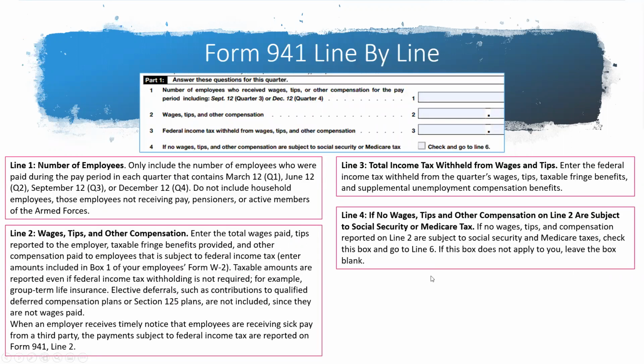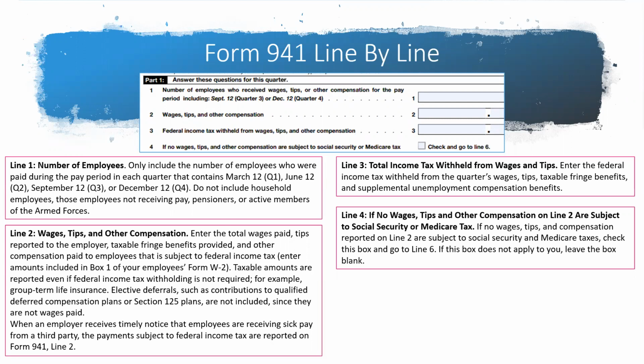All right, 941, guys, this is exciting stuff. So we're going to look at the 941 line by line. Line 1 is the number of employees. You're only going to include the number of employees who were paid during the pay period in each quarter that contains the 12th of a specific month within the quarter. And that month happens to be the last month of the quarter.